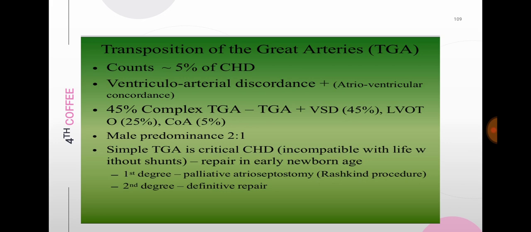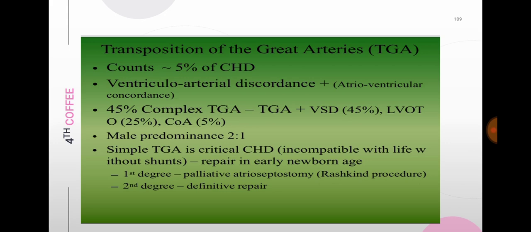45% have complex TGAs, meaning they have combinations of VSD or left ventricular outlet obstruction and coarctation of the aorta. Some have simple TGAs with no concomitant heart defects, but these are more deadly because the blood cannot circulate. There's no way for the oxygenated and deoxygenated blood to mix. So repair should be done early in the newborn age.